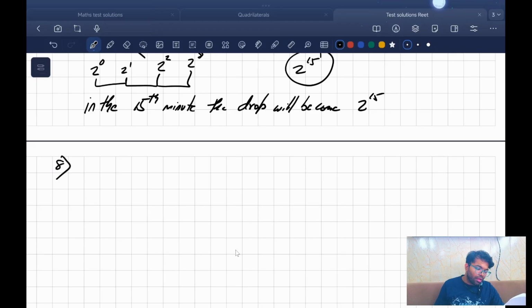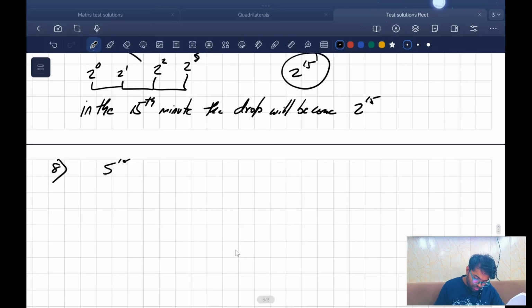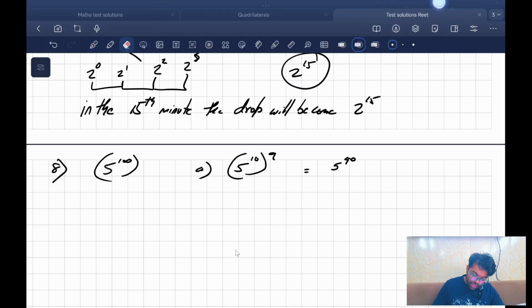8. Which of the following is the equivalence of 5 to the power of 100? Now, the first option that they have given is 5 to the power of 10, the whole to the power of 9. So what do you get? 5 to the power of 90. Okay? You are getting 5 to the power of 90.